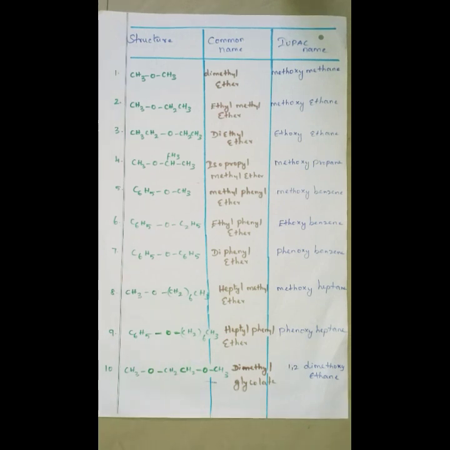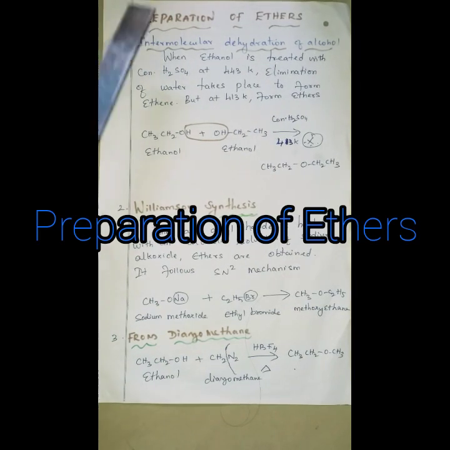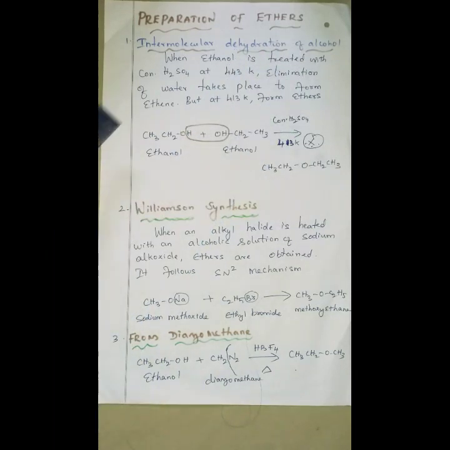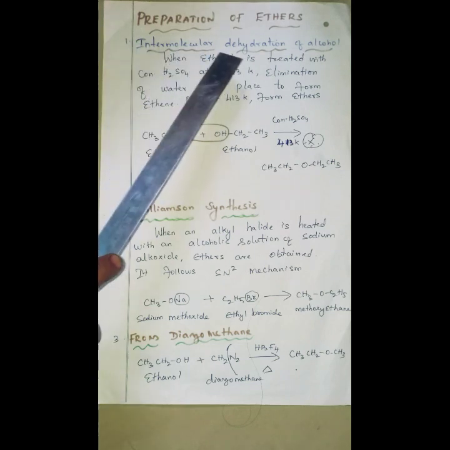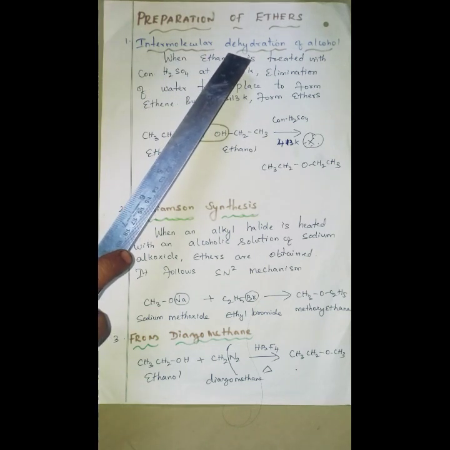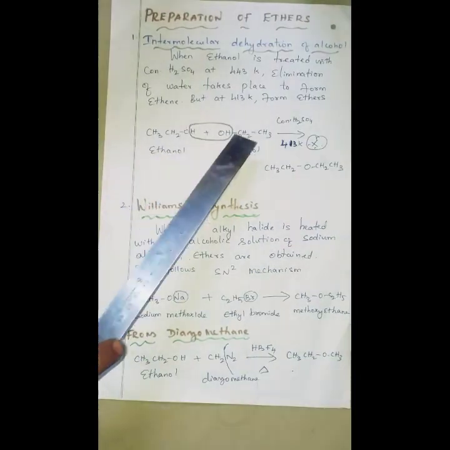Next, coming to preparation of ethers. So there are only three preparations, and these three are very important. First, intermolecular dehydration. Dehydration means removal of a water molecule. Intermolecular means between two molecules.